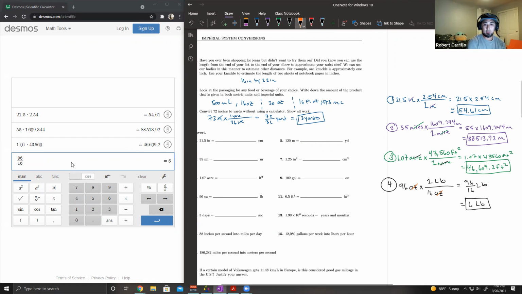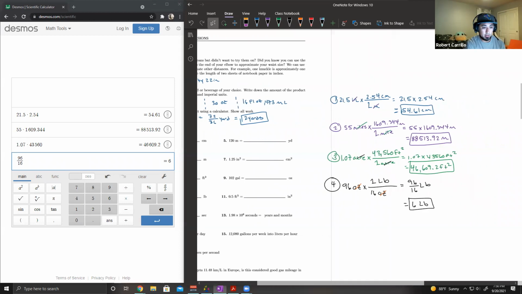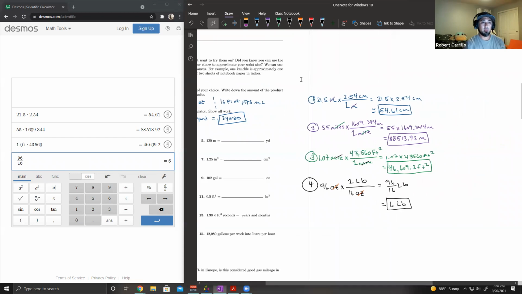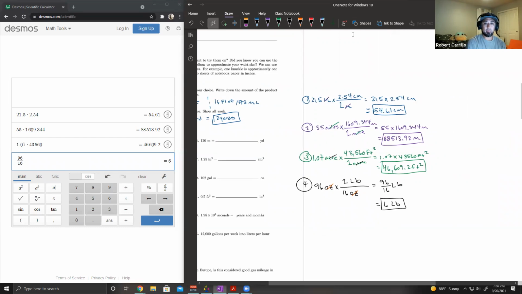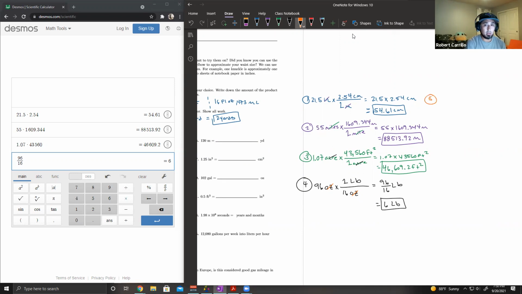All right, and number 5. Oh, that's number 5 up there, 120. Okay, cool. Let me zoom over to the right and then we'll be back. There we go. Okay, number 5. Convert 120 meters into yards.